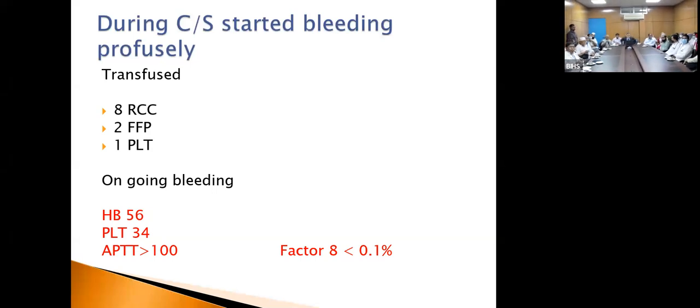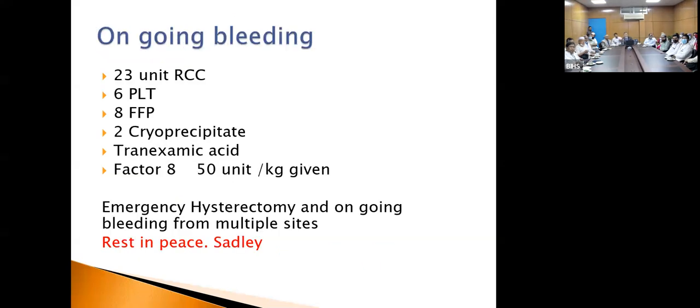How common is von Willebrand disease in pregnancy? It's very uncommon actually. Von Willebrand antigen is again an acute phase reactant, and you see that it goes up mostly. So usually that's not the scenario. And the APTT going from 49 up to 100 is very unusual to have this. So she's ongoing bleeding. She started to have more and more blood, cryoprecipitate, tranexamic acid, factor 8, 50 units per kg given because the factor 8 is low. So rightfully, the doctor said we need to give lots of factors. Was it the right thing, do you think?